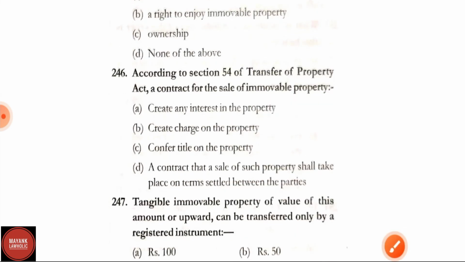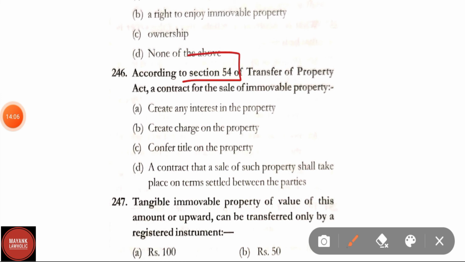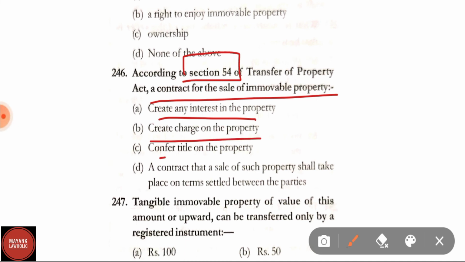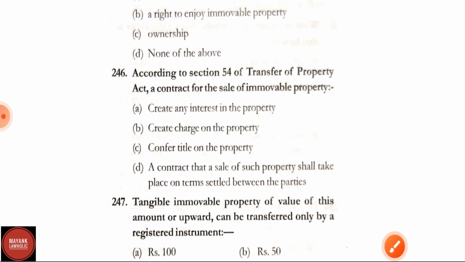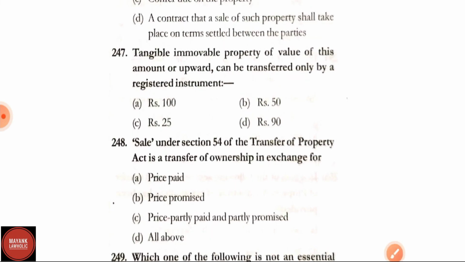Question number 246. According to section 54 of TPA, a contract for sale of immovable property: creates any interest in the property, creates a charge on the property, confers title on the property, or is a contract that a sale of such property shall take place on terms settled between the parties. Correct answer is option D, that is a contract that a sale of such property shall take place on terms settled between the parties.